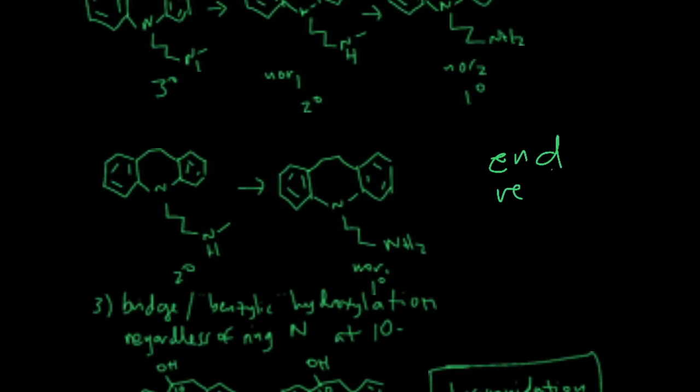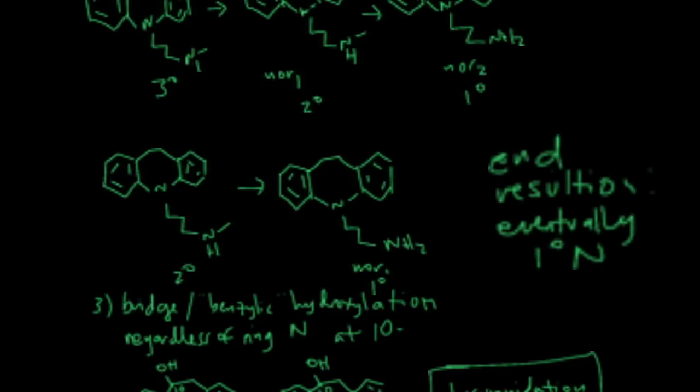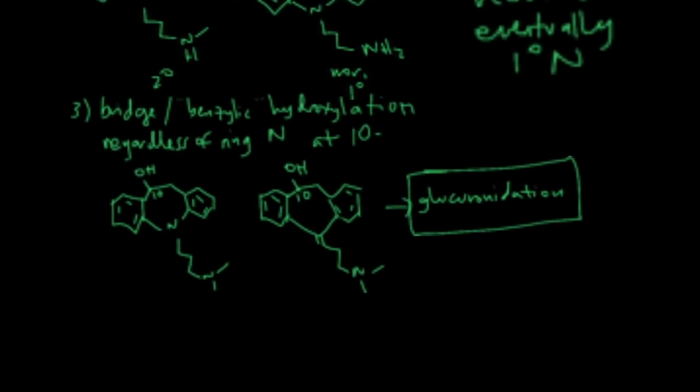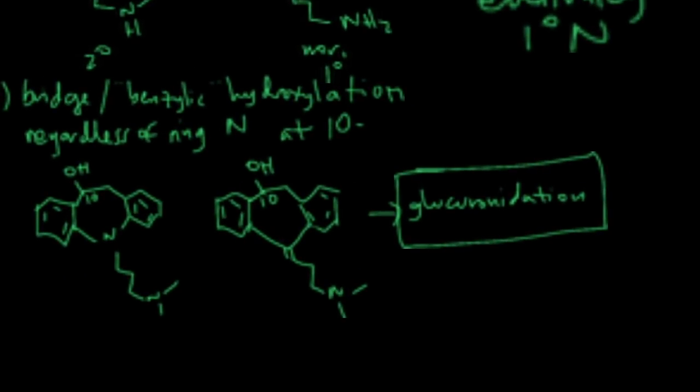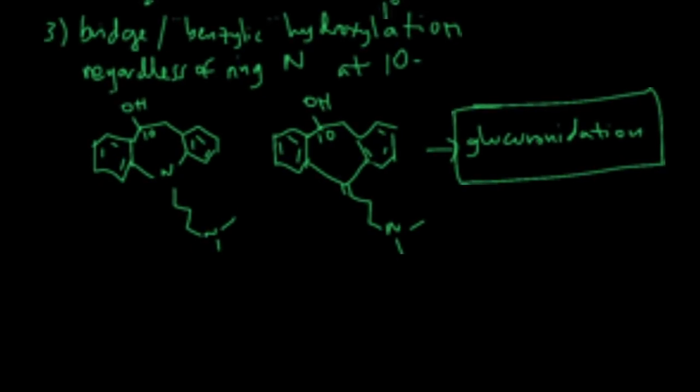of N-dealkylation is eventually a primary amine, which may either be NOR1 or NOR2 metabolite, depending on if you started with a tertiary amine or a secondary amine. Number three, you can do bridge or benzylic hydroxylation or 10-hydroxylation, regardless of the nitrogen in the ring, at position 10.